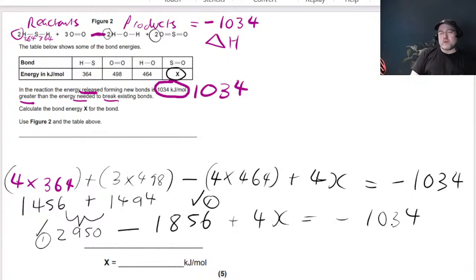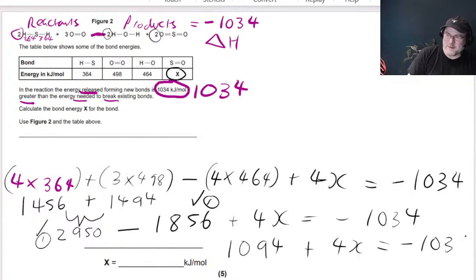And now what we want to do is solve this. So I'm going to sort these two out. So I just got one number. So I'm going to go 2950 minus 1856. And I'm going to get, oh my days, come on Tom, sort it out mate. I'm going to get 1094 plus 4x equals minus 1034.